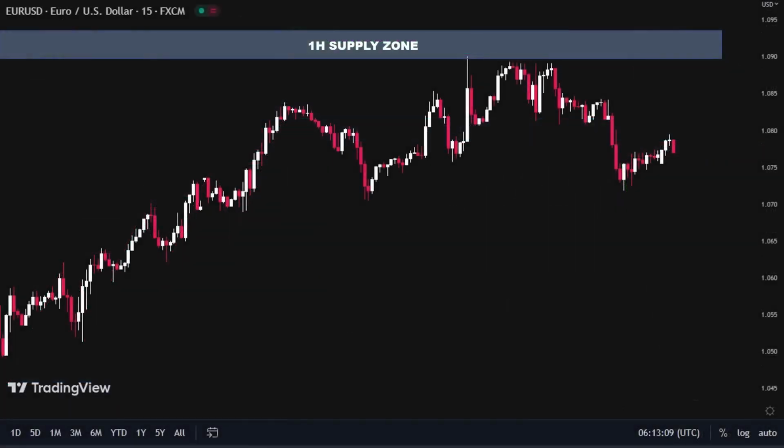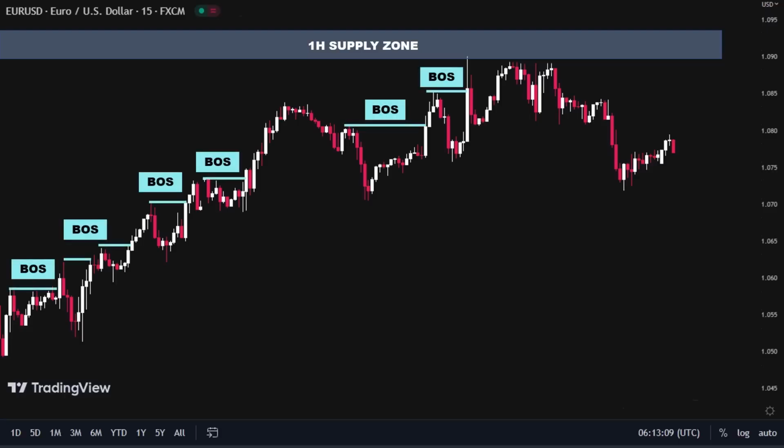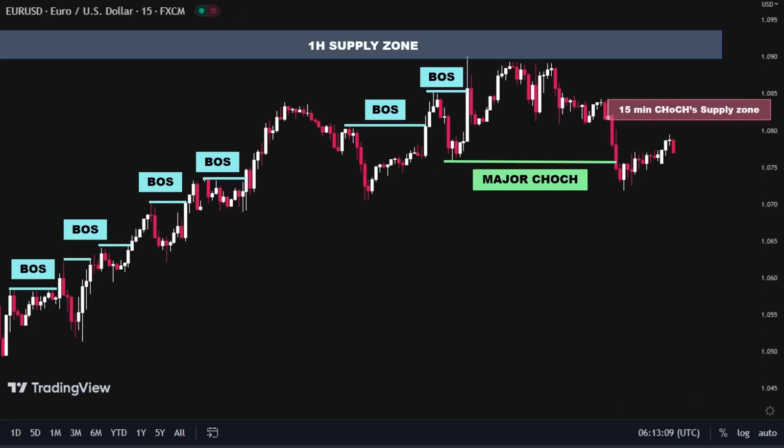So we have the 15-minute euro-dollar time frame on our chart. As you can see, price has created this series of BOSs to the upside, and after touching the higher time frame supply zone, it reversed to the downside and created this major change of character by breaking this structure to the downside. Next, we should draw the supply zone created by Chalk's wave. So, we have our confirmation on the higher time frame.